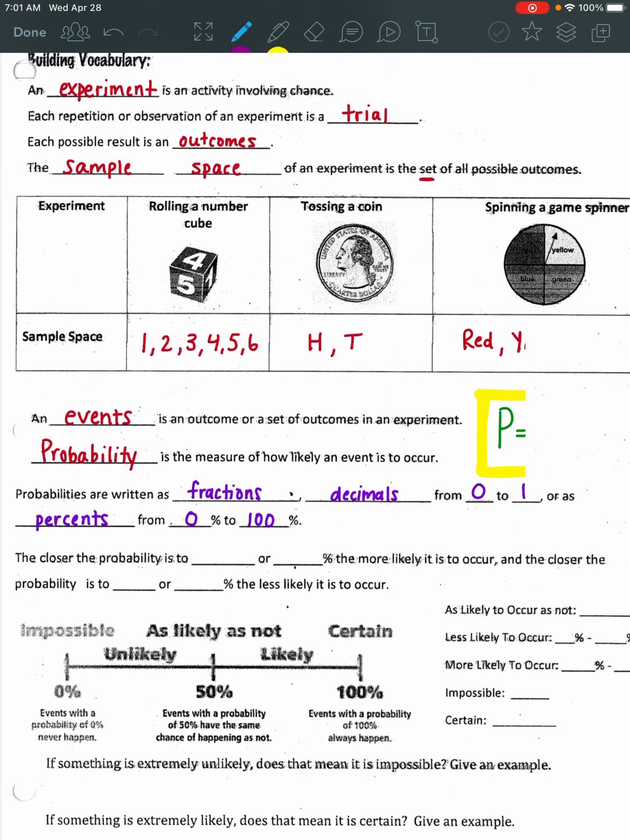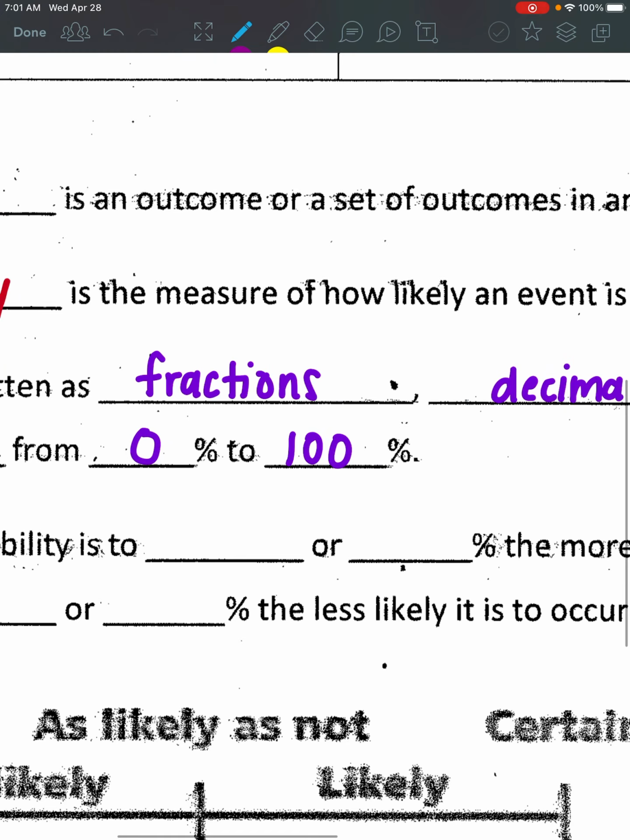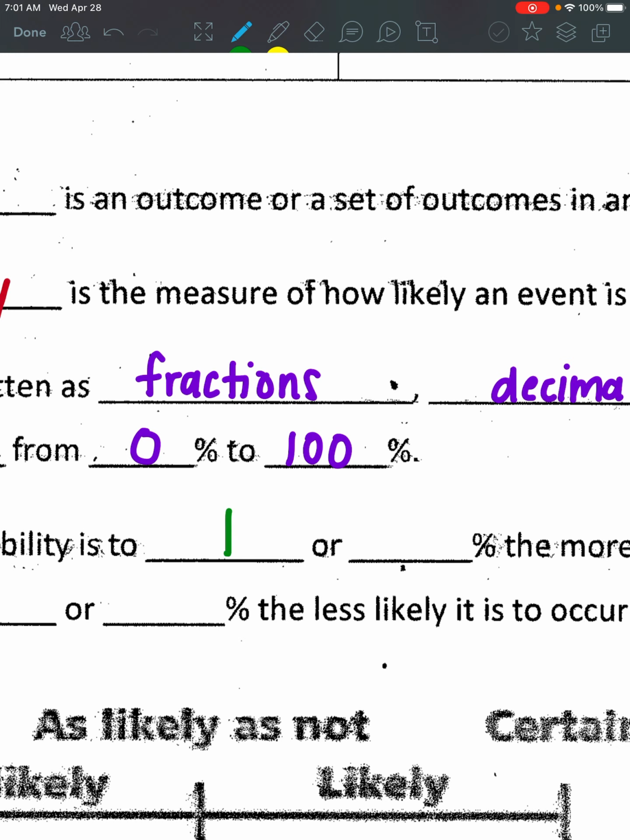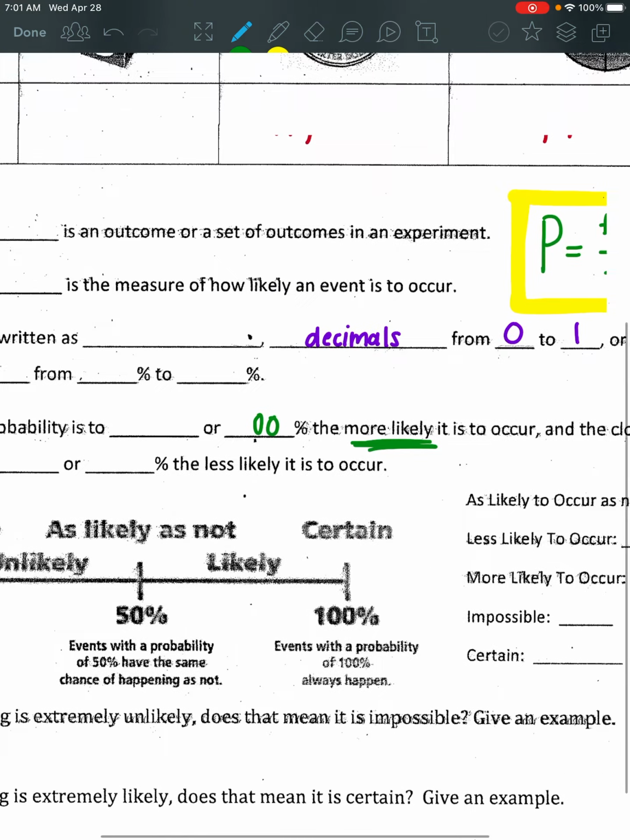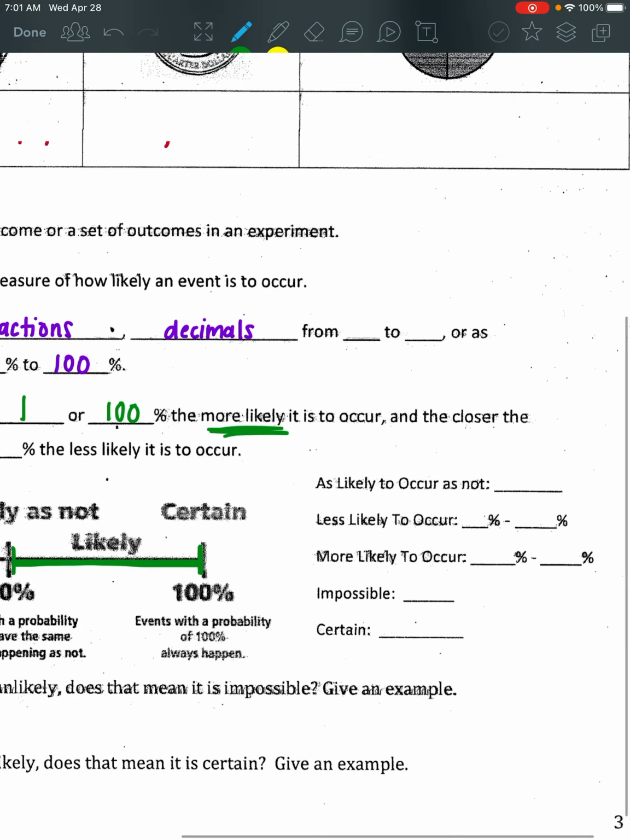Okay? Now, let's talk about the likeliness of events happening. The closer that the probability is to 1 or 100%, so 1 as a decimal, 100 as a percent, the more likely it is to occur. So if you look down here, that is all this space, from about 50% to let's say 99%, so 51% to 100%. That is what we call likely events.